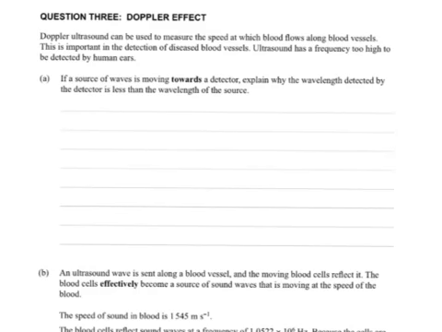Question 3. The Doppler effect. Doppler ultrasound can be used to measure the speed at which blood flows along blood vessels. This is important in the detection of diseased blood cells. Ultrasound has a frequency too high to be detected by human ears. If a source of waves is moving towards a detector, explain why the wavelength detected by the detector is less than the wavelength of the source.